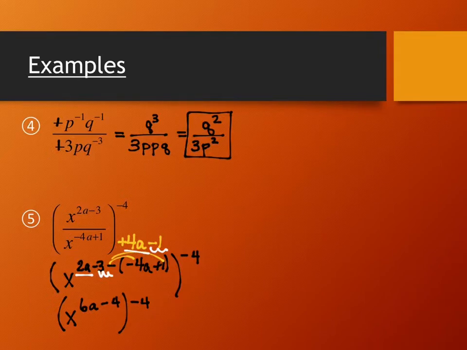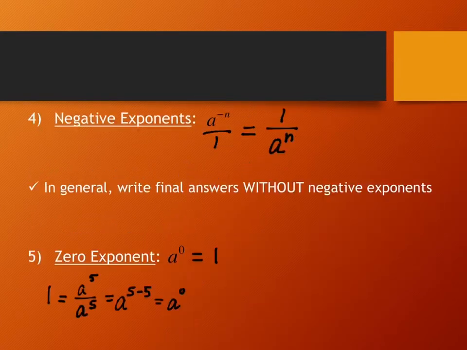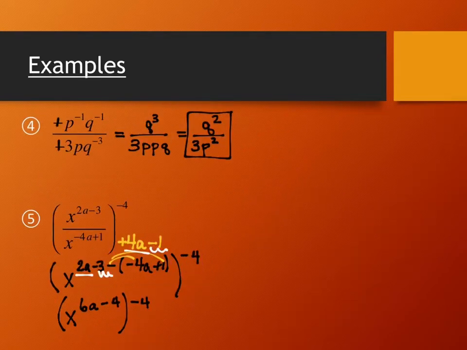Yes. Now you're ready for property number 3, the first property number 3. We're going to multiply the exponents together. So we're going to get x to the 6a times -4. What would that be? -24a. And then -4 times -4, +16. So it'd be +16 at the end.